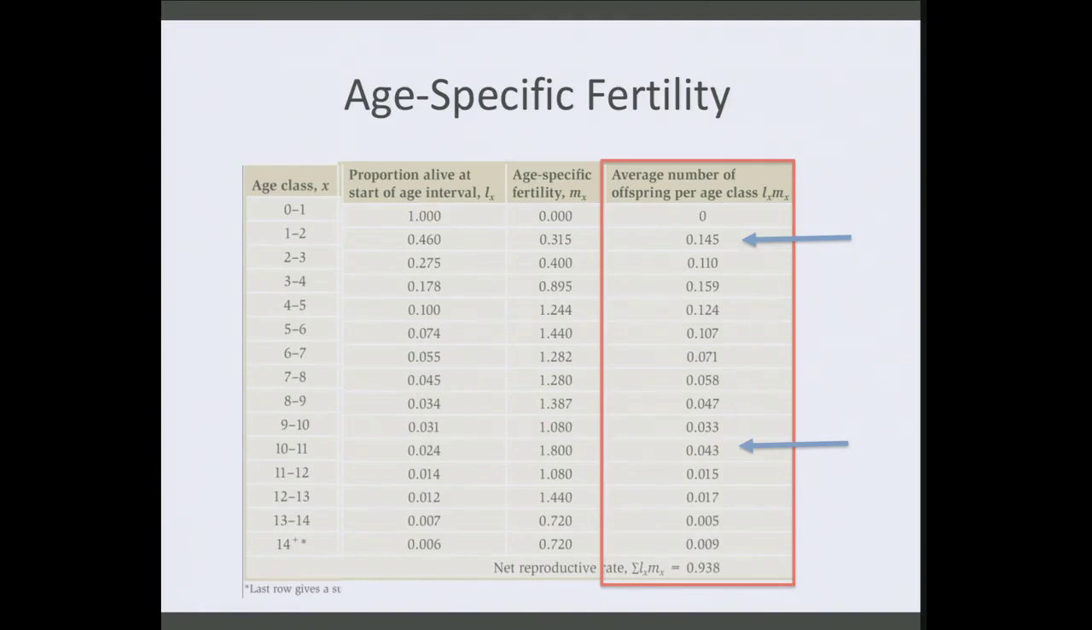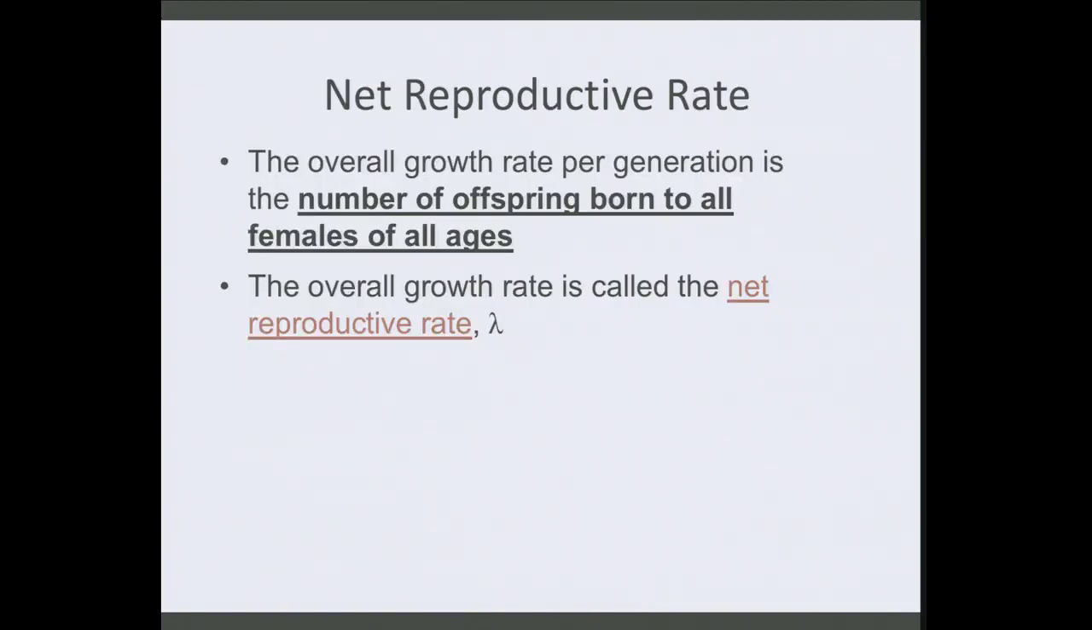But this gives us an idea of the total number of offspring produced through the whole population. And if we add up all these numbers, we can then estimate the total number of offspring born to all females of all ages. So essentially, if you were a female beaver, what is the likelihood that you're going to have a child, and how many children on average are you going to have?